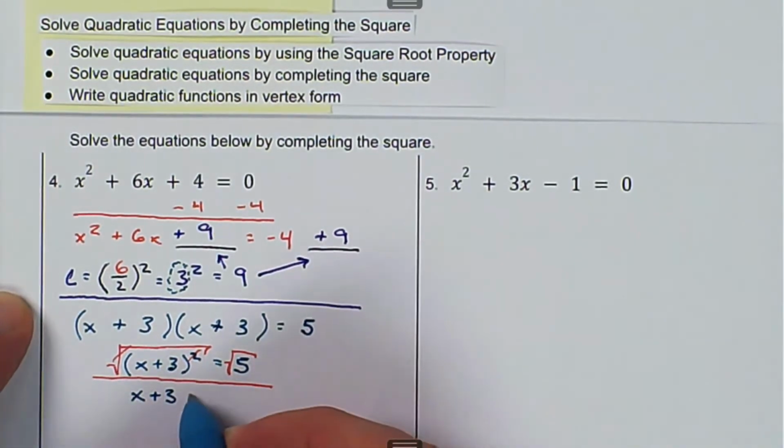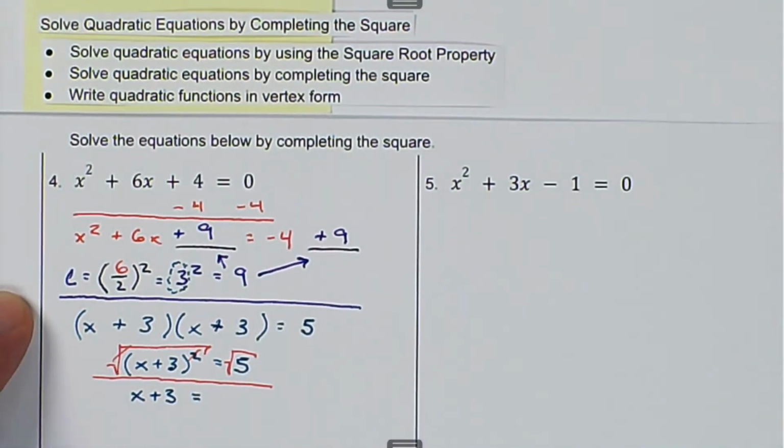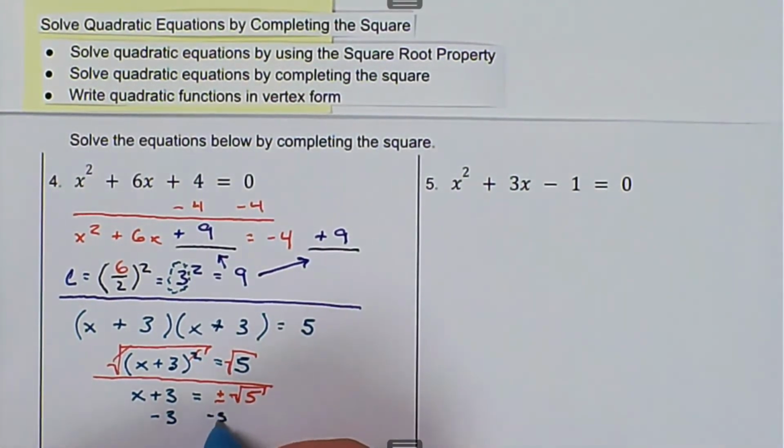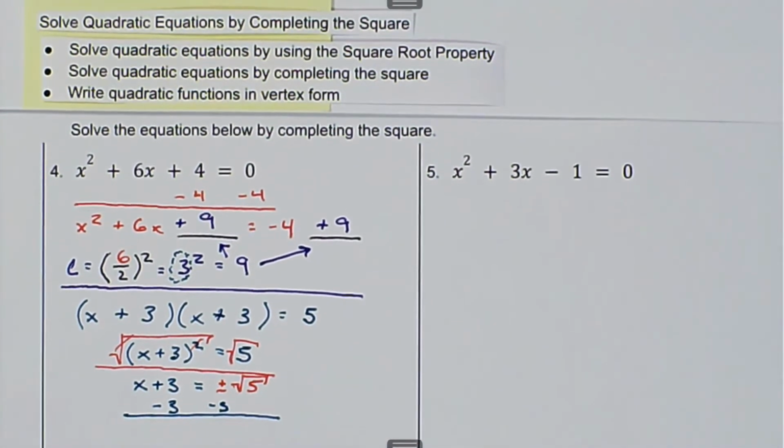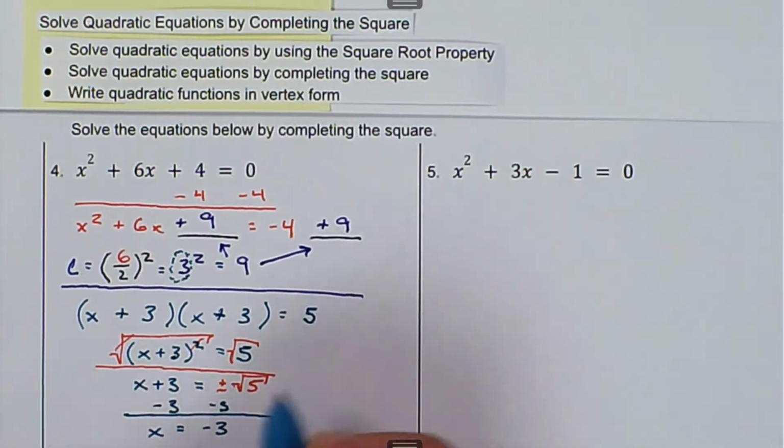And on the right-hand side, anytime we take the square root when we're solving, it's going to be plus or minus the square root of 5. Now we still want to get x by itself, so we subtract 3 from both sides. And our final answer, and we leave it as an exact answer, is going to be x equals, we still have that -3, then we bring down the plus or minus the square root of 5. And that is our exact answer.